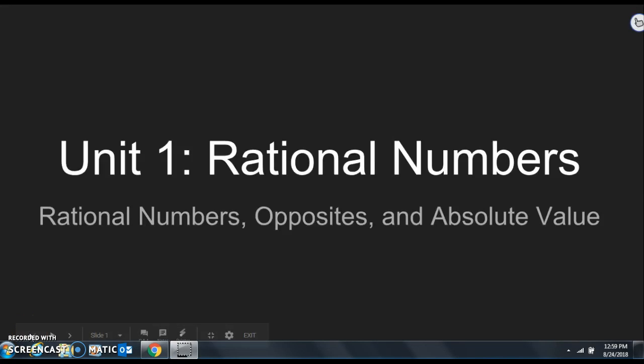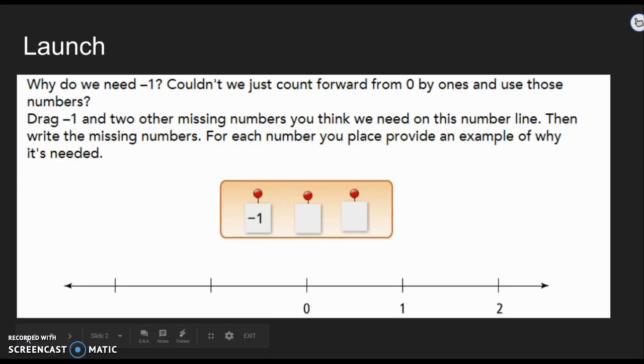Today's lesson is on rational numbers, opposites, and absolute value. Let's start with our launch. Why do we need -1? Couldn't we just count forward from 0 by ones and use those numbers? We are going to place -1 and two other missing numbers on the number line. Then we're going to write the missing numbers.